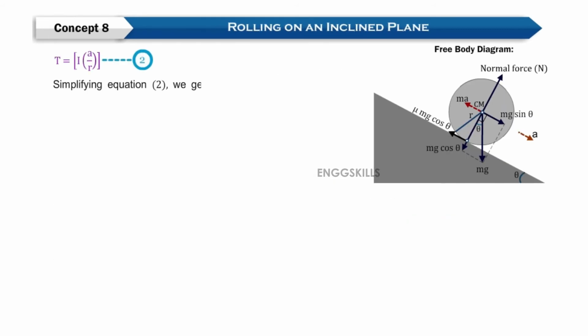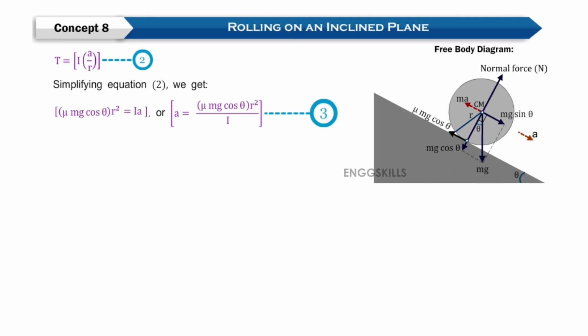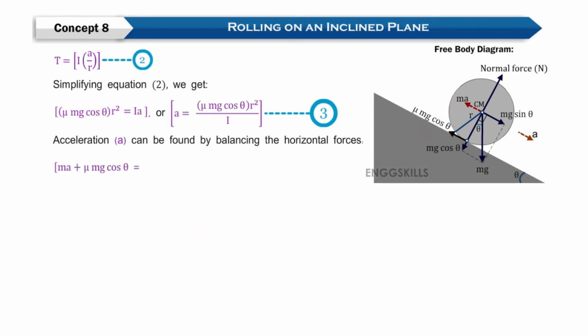Simplifying equation 2, we get mu mg cos theta times r square equals I a, or a is equal to mu mg cos theta times r square by I. Let's number this equation as 3. Acceleration can be found by balancing the forces along the incline. Therefore, ma plus mu mg cos theta is equal to mg sin theta, or a is equal to g sin theta minus mu g cos theta.